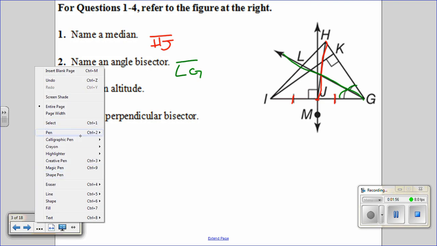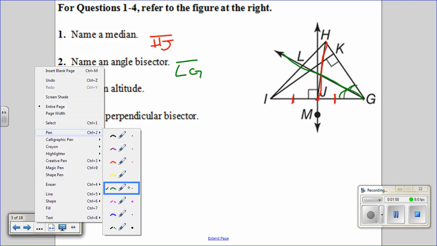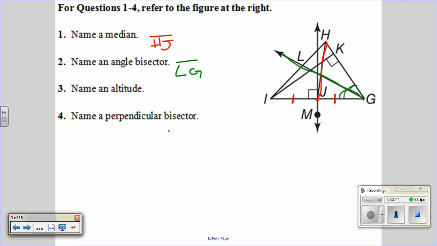By definition, an altitude has to start at a vertex or corner and form a 90-degree angle with the other side. It doesn't have to be inside the triangle, but it does have to be perpendicular to the side. It does not have to come through the midpoint. So that would be right here, IK. Again, it starts at a vertex, which is I, and it forms a 90-degree angle with the other side. So IK.